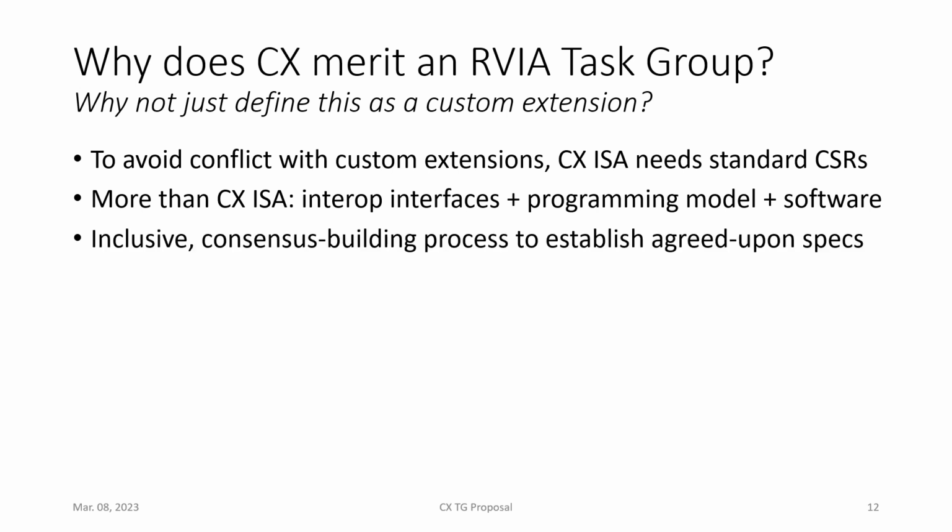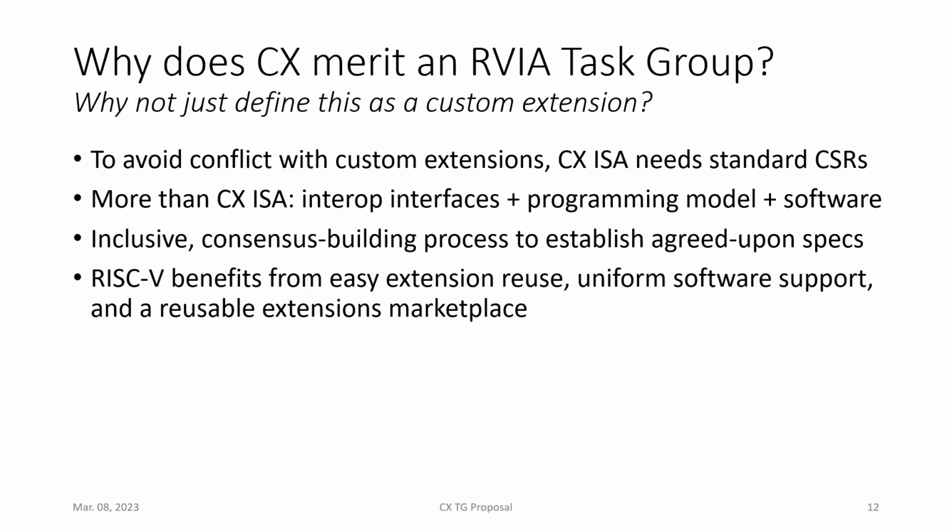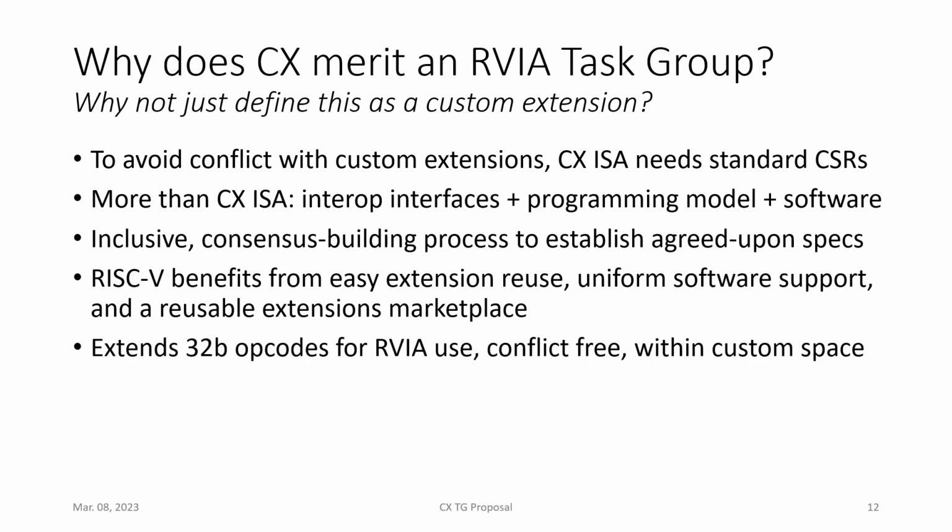Overall, this program is best done and really must be done within the RVIA community and running its inclusive consensus-building standardization process in order to arrive at the best possible standards for the community's needs for the decades to come. Ratified composable extension standards will significantly enhance the RISC-V platform with easy extension reuse, uniform software support, and a reusable extensions marketplace. Also, composable extensions can extend the useful life of the 32-bit opcodes, even for RVIA use, conflict-free within the custom space.